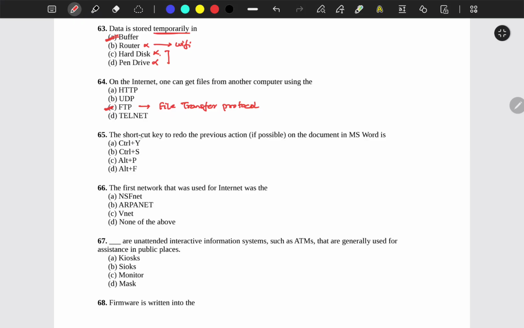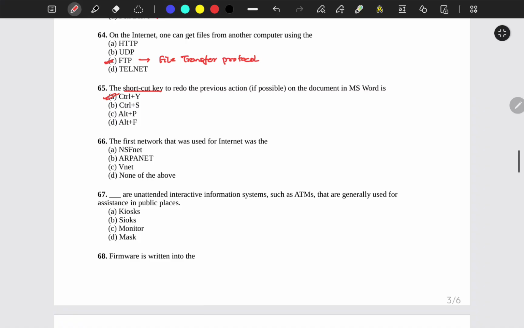Next is question number 65. The shortcut key to redo the previous action, if possible, on the document in MS Word, what is it? I think most of you know it, right? Control plus Y. And the next question: the first network that was used for internet was what? NSFNet, ARPANET, VNet, or none of the above? The correct answer to this question would be ARPANET. Okay, so just write this down also.